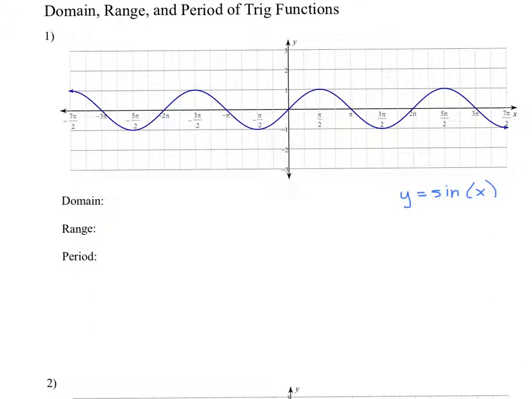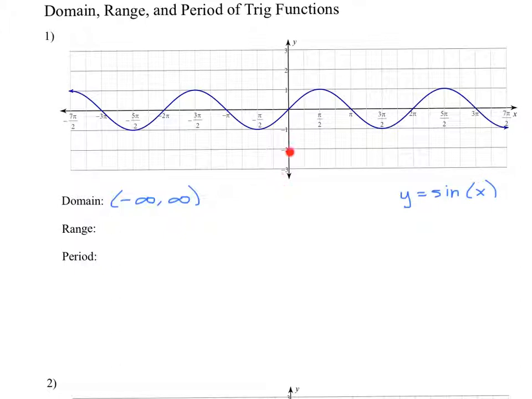What is the domain? How far to the left does this graph go? All the way. How far to the right does it go? All the way. Does it stop anywhere in the middle? Sure doesn't. So the domain, negative infinity to infinity. All real numbers.